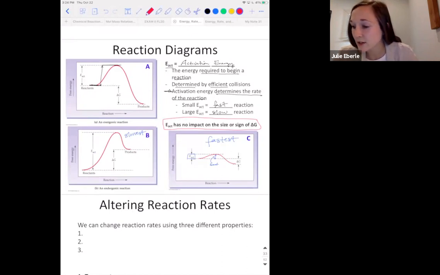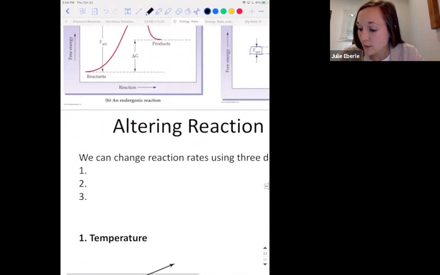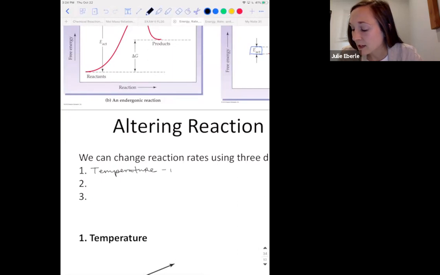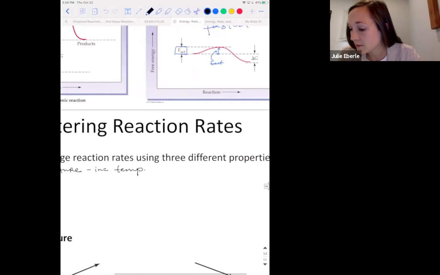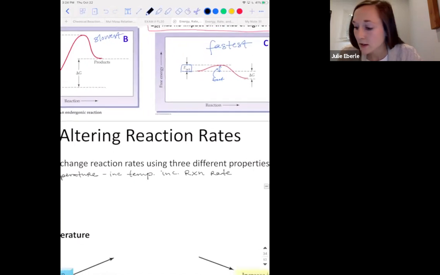So that's actually the first thing we're going to write down here. We can change reaction rates. The first property we use to do that is temperature. If you increase temp, you are going to increase the reaction rate. It'll go faster. And if you decrease temp, you will decrease the reaction rate. It'll go slower. Okay.